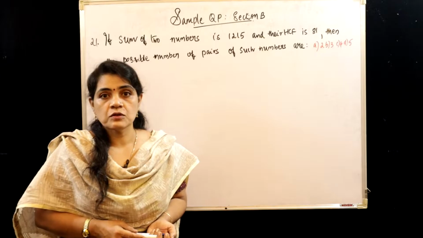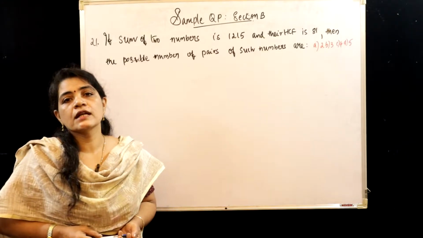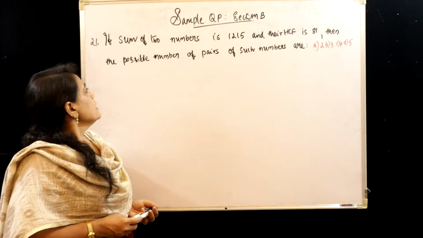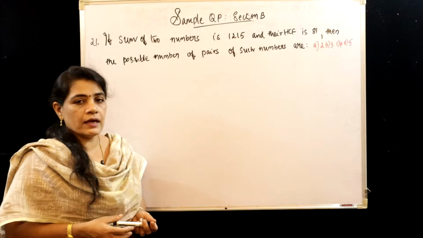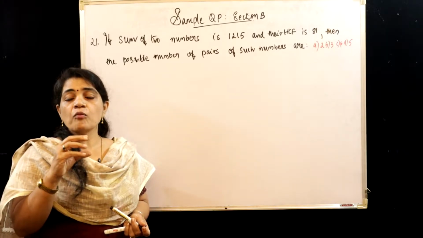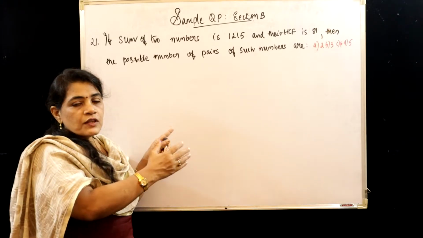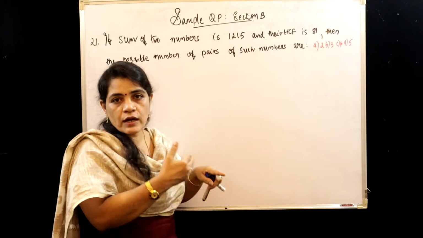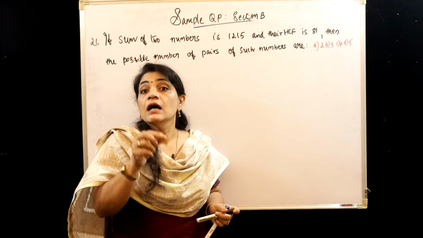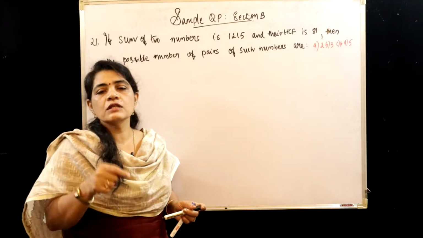That is the 21st question first. If the sum of two numbers is 1215 and their HCF is given as 81, then the possible number of pairs of such numbers are. That means how many different pairs can you express with the sum of those numbers as 1215, provided their HCF is given as 81. Question is clear, children? Let us see how this can be done.